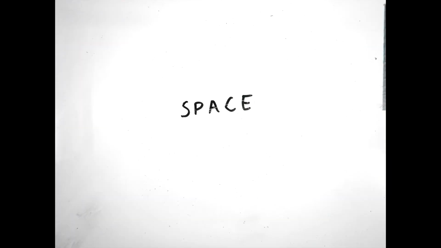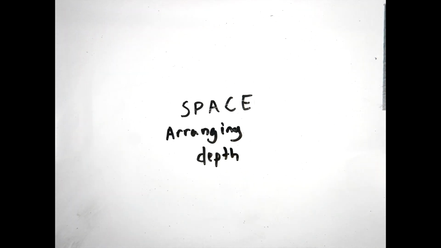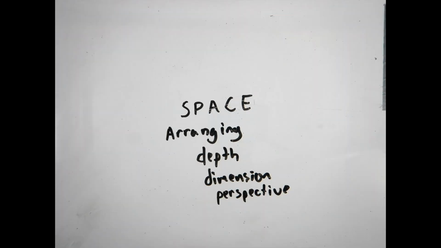Some of you are thinking, Mr. Line, space is usually listed as an element of design. Well, let me explain to you why I have it as a principle today. We already talked about how the principles are made to help arrange artwork. And you see, space helps us to arrange depth and dimension and even perspective. Space plays a larger role in dealing with arranging a picture than making the picture itself.